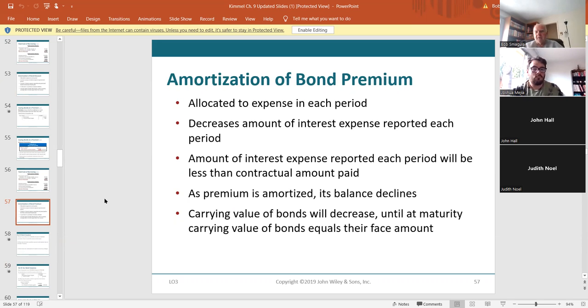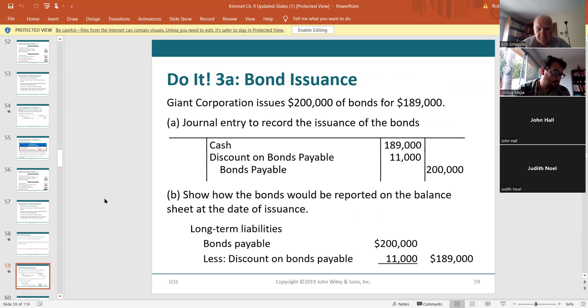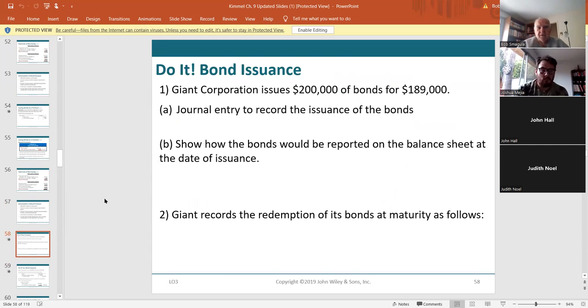Amortization of bond premium. This is pretty much the same as a discount, except we're going to be decreasing the interest expense each month and get the balance down to $100,000. Giant issues $200,489. Journal entry, I don't think they give us that. Oh, they do, finally. The journal entry to record the issuance.